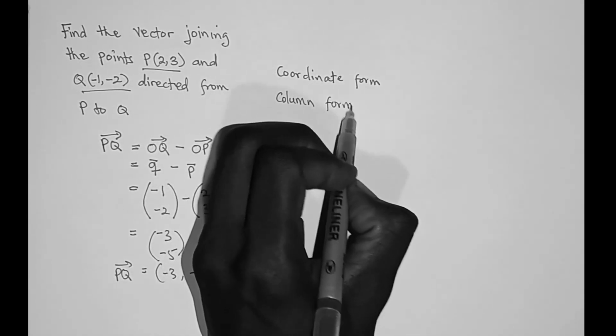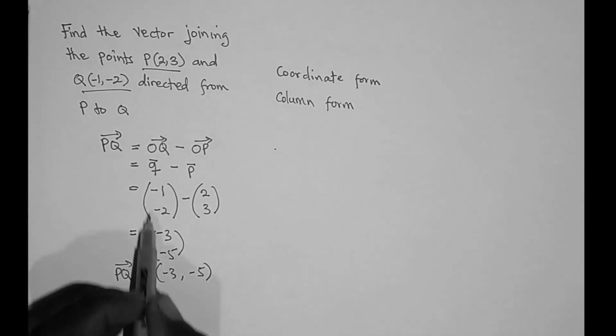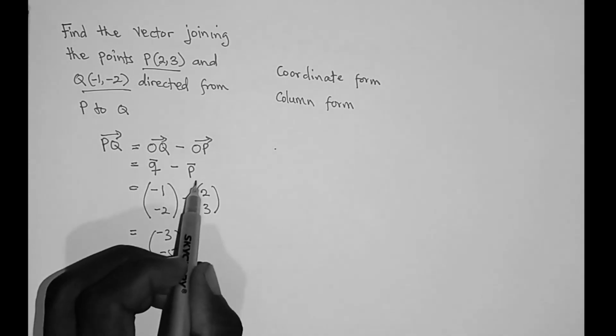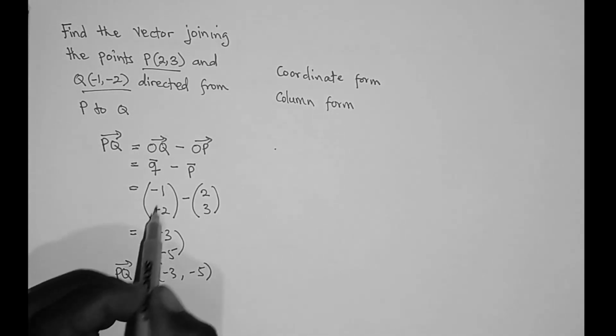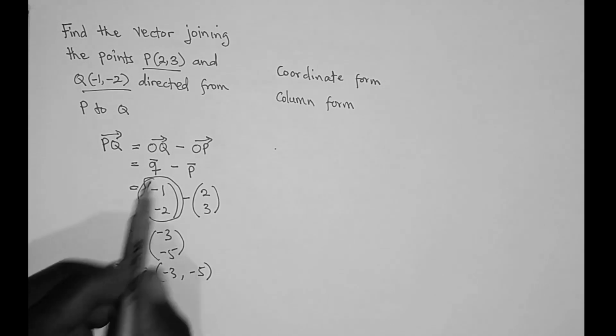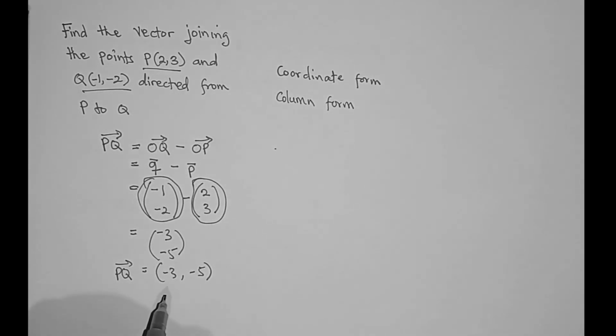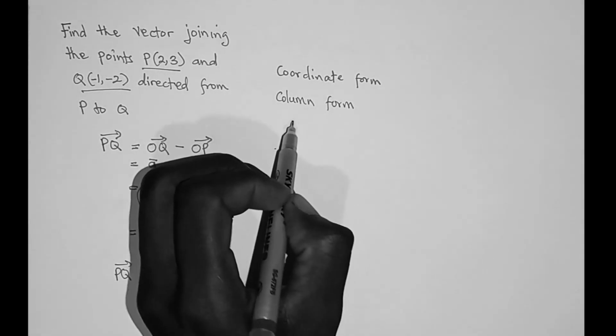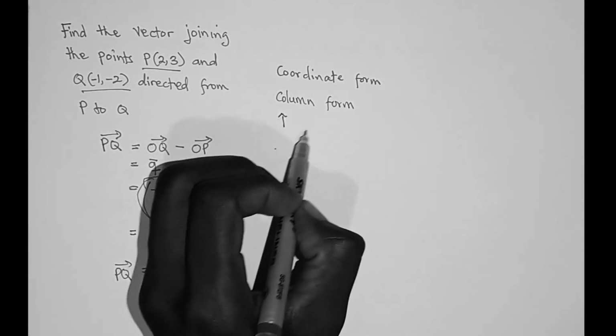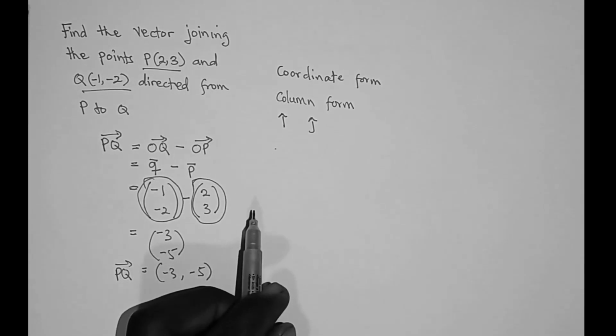So this is a column form. The column form is how I change the vectors into. So this is a column form of vector. This one too is a column form of vector. And then the last form is to use the unit vectors i and j to describe the vectors.